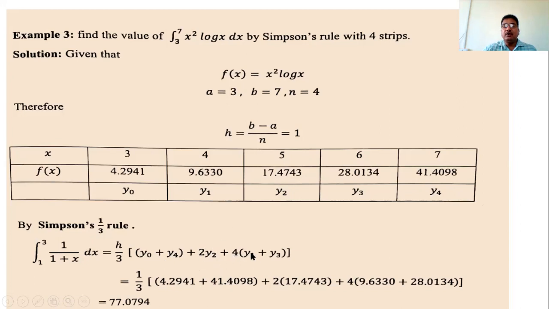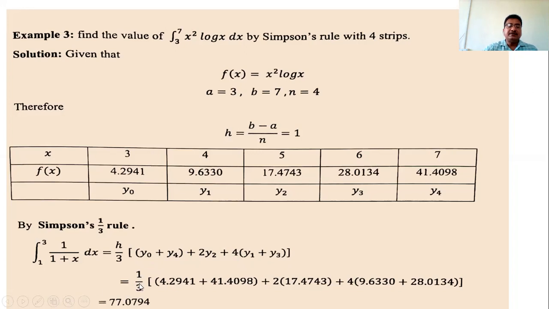So again here 4 in bracket, addition of the values of y whose suffixes are odd, except first and last. So what are those? y1 and y3. These are the values of y with odd suffixes, 4 times. So this is Simpson's 1/3 rule: addition of first and last plus 2 times even suffix plus 4 times odd suffix values of y.